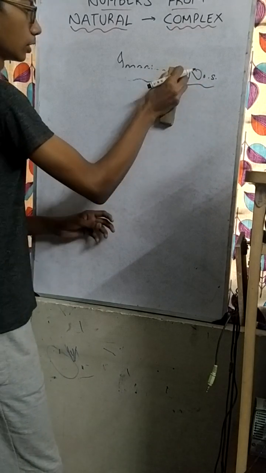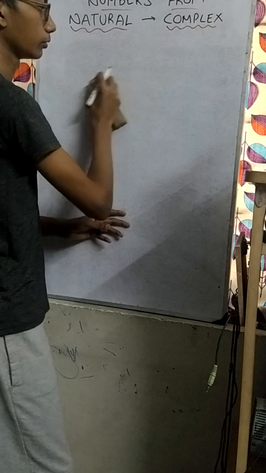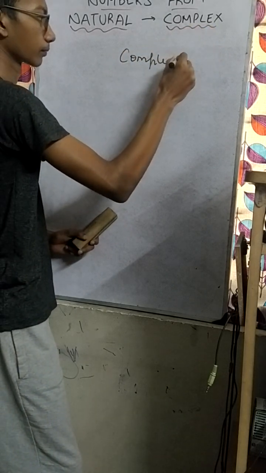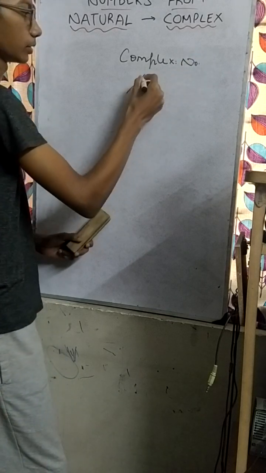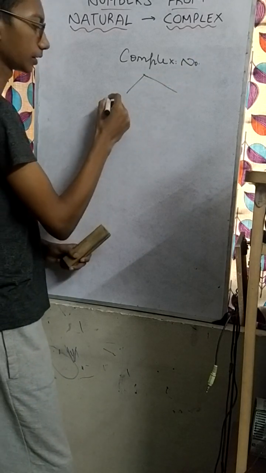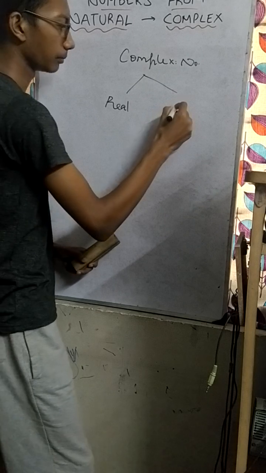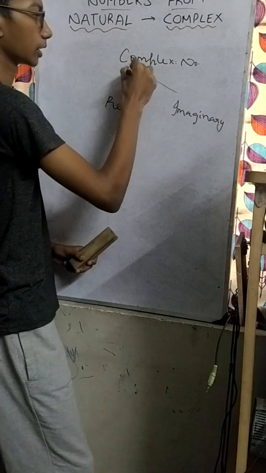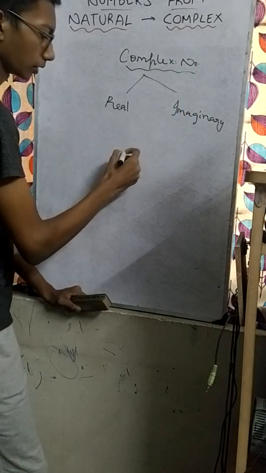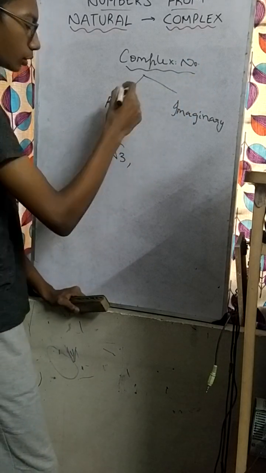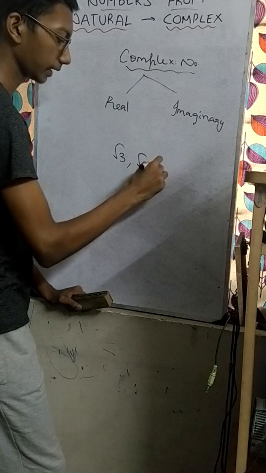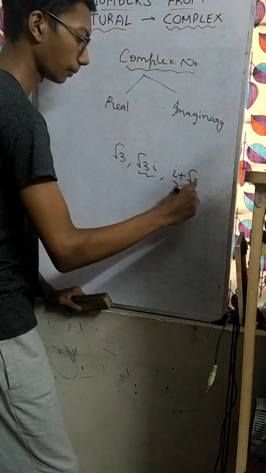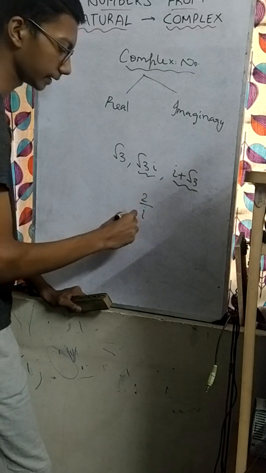So that's the thing. Now the last final number we will see is the one in the title, that is complex numbers. Complex number is just a combination of two, that is real numbers and imaginary numbers. So all the numbers we have seen so far come under complex numbers. Let's say we have examples like root 3, it is a complex number. Root 3i, it is a complex number. i plus root 3, this is a complex number. Let's say 2 by i, it is a complex number.